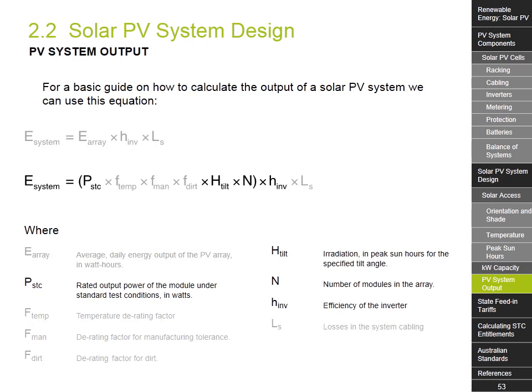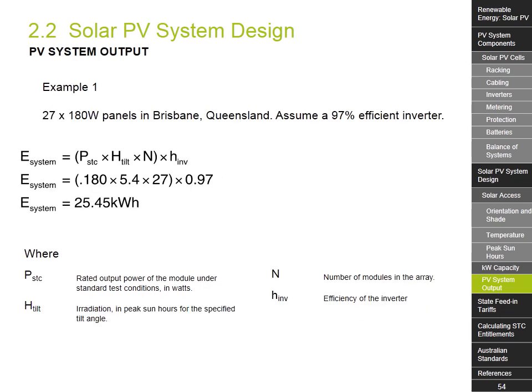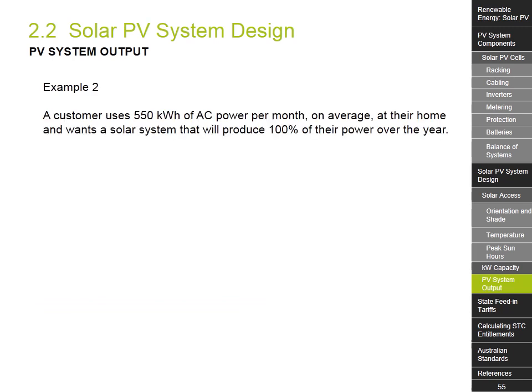To perform a basic on-site calculation without accounting for losses, we can simply multiply the rated output power, number of panels, peak sunlight hours, and efficiency of the inverter. For example, let's say you are considering installing 27 panels, each with a rated output power of 180 watts peak in Brisbane. Using the shortened formula, apply the peak sunlight hours for Brisbane, which is 5.4, sourced from the table earlier in the presentation, and inverter efficiency, which is 0.97. This tells us the solar PV system would generate 25.45 kilowatt hours on an average day under peak conditions, not accounting for losses.